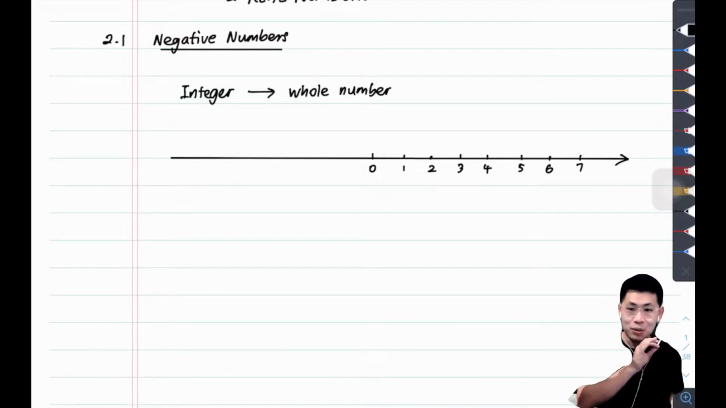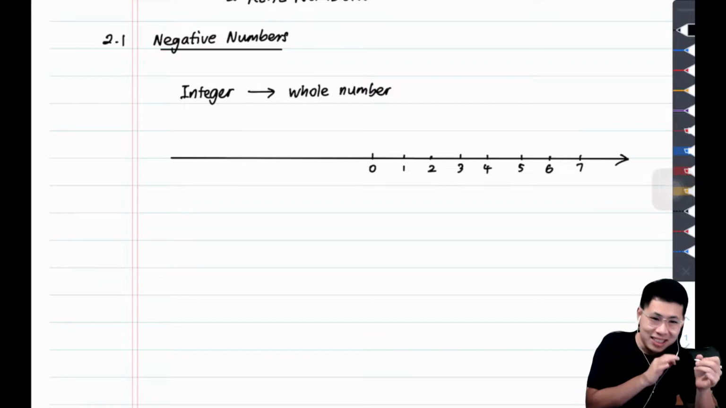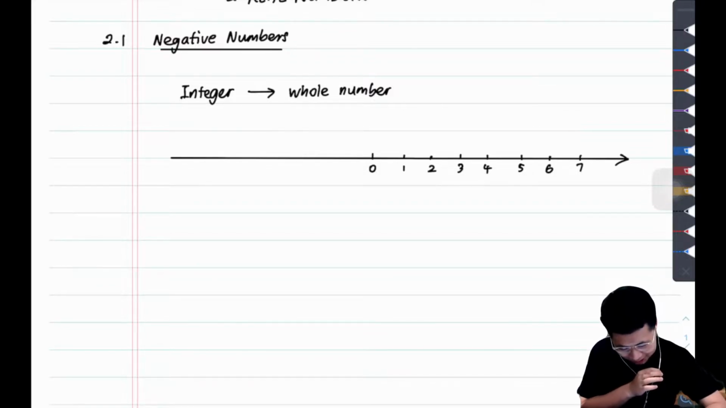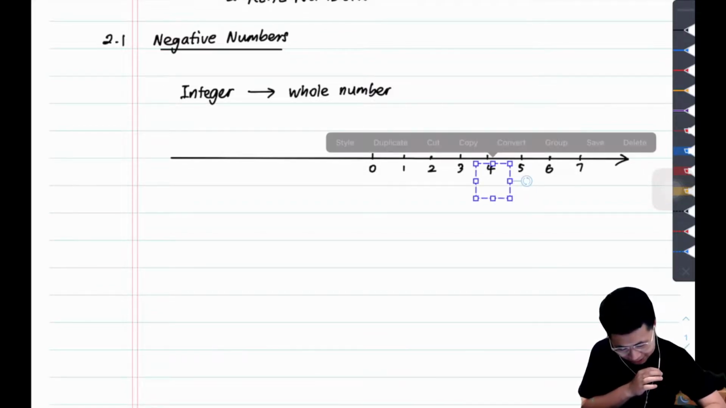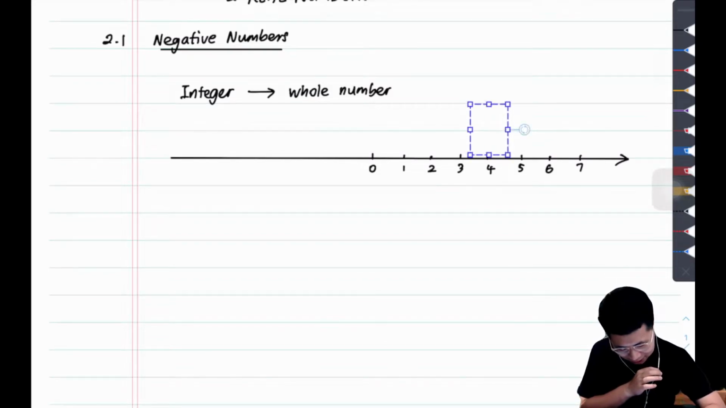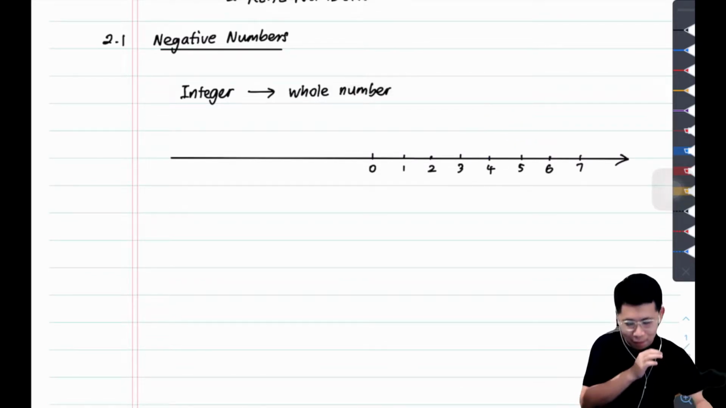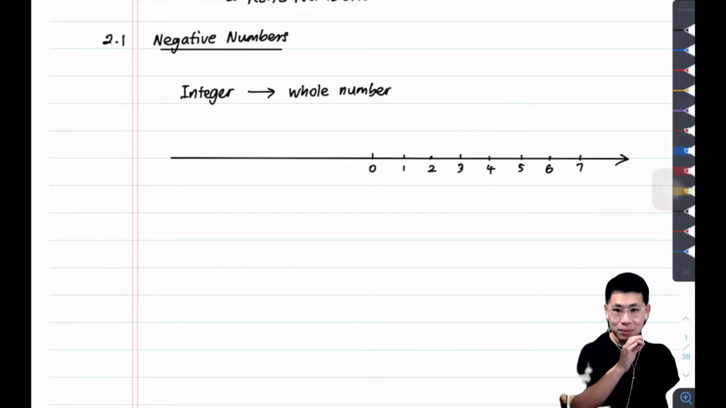I try to make this as equal as possible. If you have OCD, I'm so sorry. Let me, I think this one is a bit off. Yeah, so let's say I have all these numbers over here.